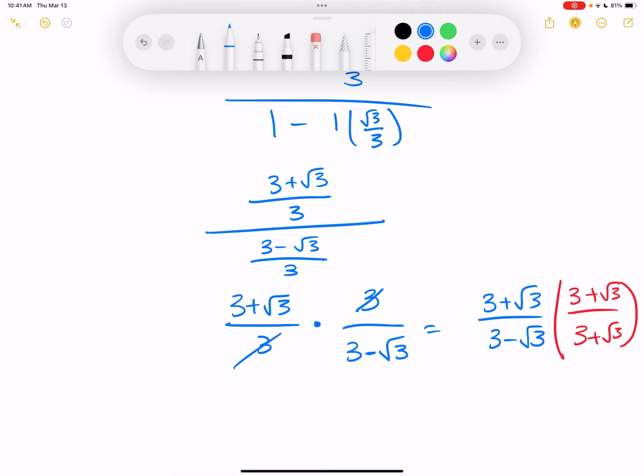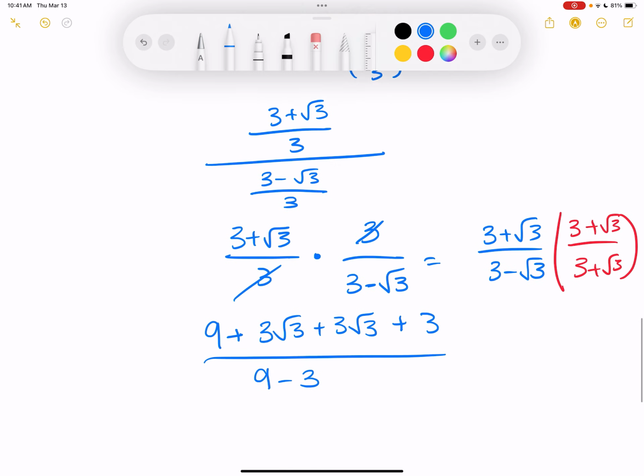So on top, I've got 9 plus 3 root 3 plus 3 root 3 plus 3, over 9 minus 3. Technically foiling, I guess. The bottom is a difference of squares. The top is technically a perfect square trinomial.